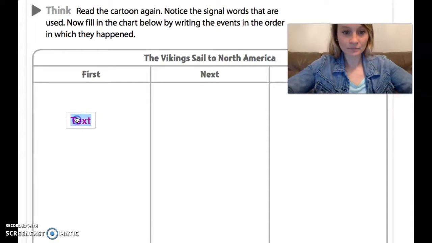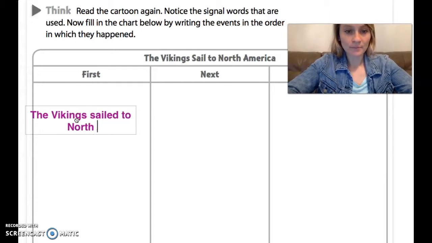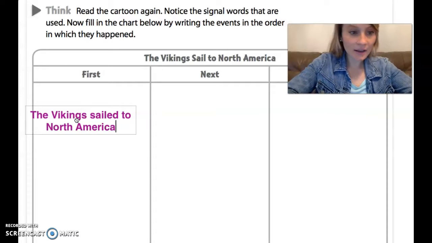First, the Vikings sailed to North America. And I could add a little bit. They sailed to North America.